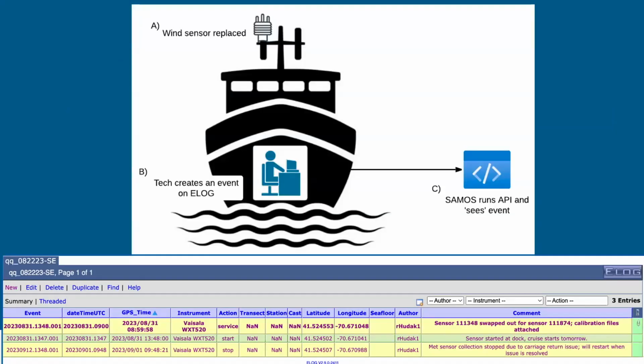This is a nice little image of what we propose. So it could be wind sensors. SAMOS also does underway systems, so pumps turning on, turning off. If you have more than one pump, which pump is running, when it's running, how long it's running. If you have sea state, that might be affecting the pump. All of that information is very important.